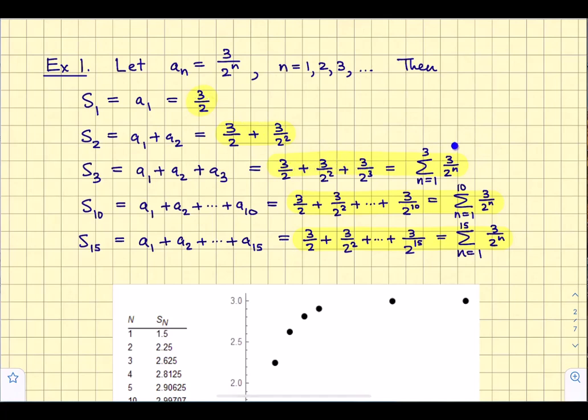If you want to, we could write this in summation form. S10, we'll skip ahead, is a1 plus a2 plus a3 plus dot dot dot, all the way up to a10. So that would look like this.